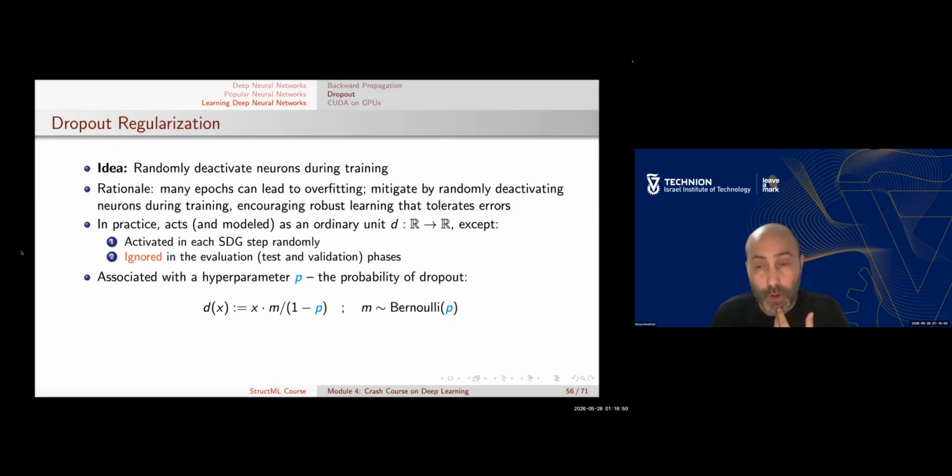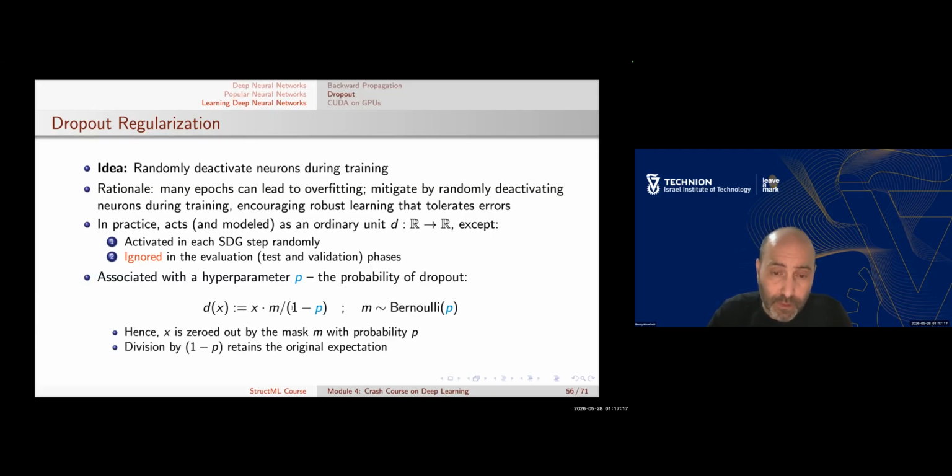So how do we control that? There's a hyperparameter p, which is the probability of dropout. So instead of x, we're using x times m divided by 1 minus p. m is either 0 or 1. When it is 0, x is 0, basically it disappears. When it is 1, we divide by 1 minus p so that we retain the original expectation. So the expectation is the original value.